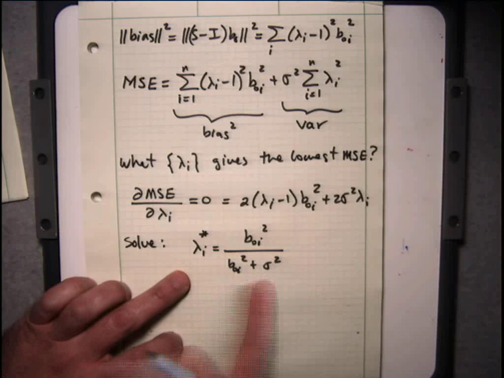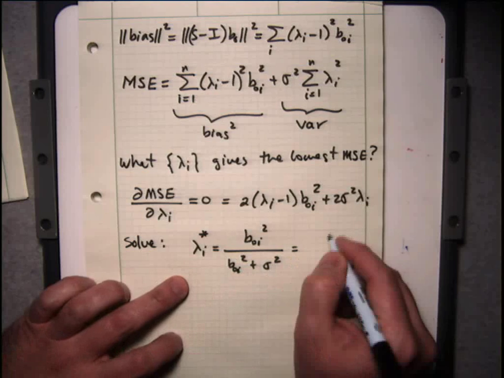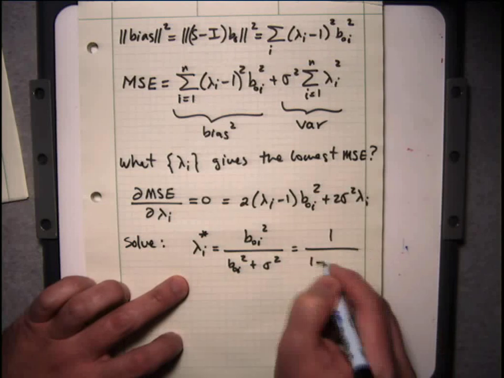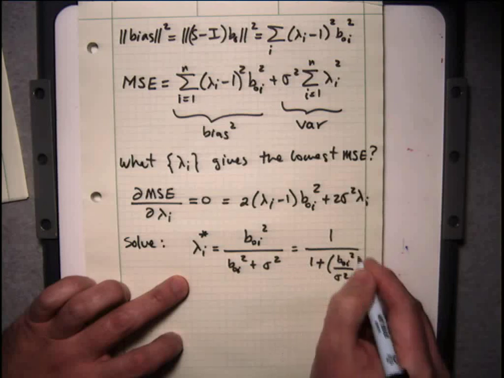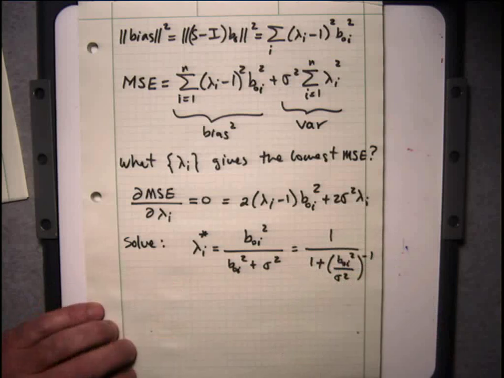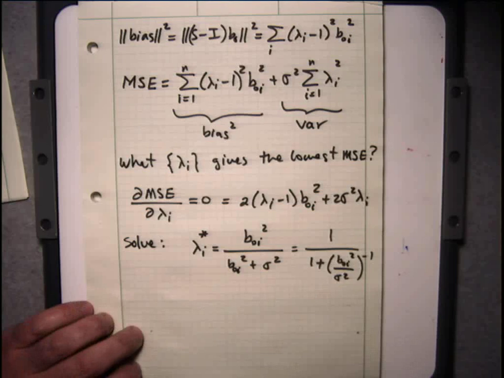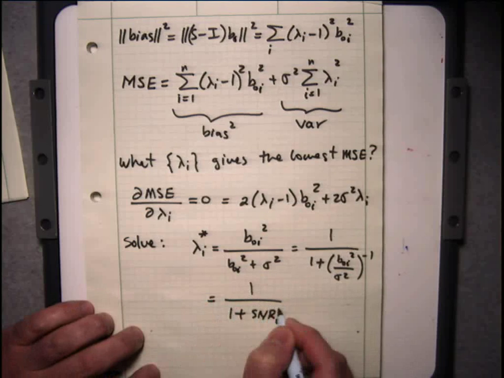And what does this look like? Let me write it a different way. This is 1 over 1 plus V0i squared over sigma squared, to the minus 1. Familiar? Signal to noise ratio, right? 1 over 1 plus signal to noise ratio, to the minus 1, which is exactly the Wiener filter. Okay? So this is 1 over 1 plus SNR_i to the minus 1.